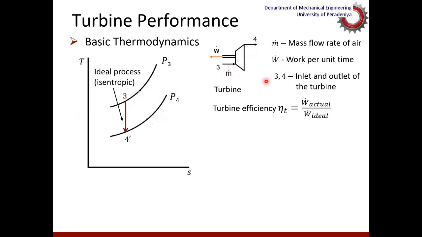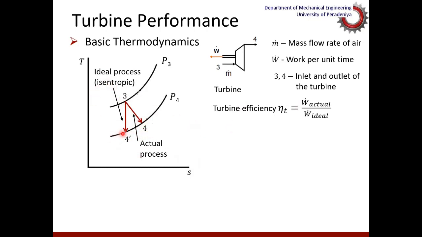If you assume this ideal situation, that is the isentropic situation, we could expect pressure to drop as an isentropic process without change in the entropy of the system. That is indicated here as 4 prime. But in a real system, there is no isentropic situation. Therefore, the actual system is not an isentropic process. So there is a certain degree of change of entropy, and that is indicated as number 4 on this diagram.